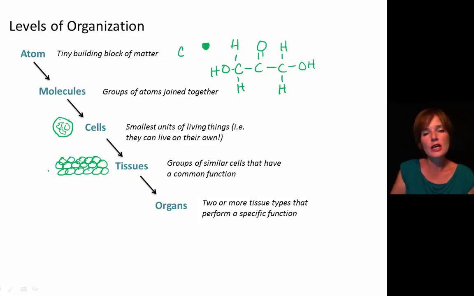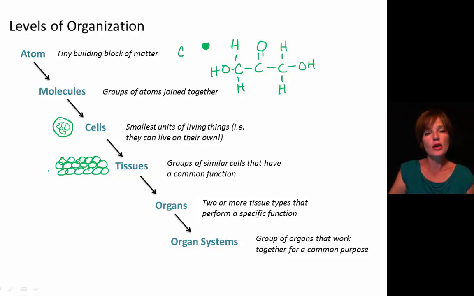If we have multiple tissues, 2 or more tissue types that are working together to perform a specific function, now we change the name and we call that an organ. And an organ is going to be much larger. An organ example would be something like the heart. The heart is made up of different types of tissue, and the heart is going to be part of an organ system. An organ system is a group of organs. These are going to work together for a common purpose.